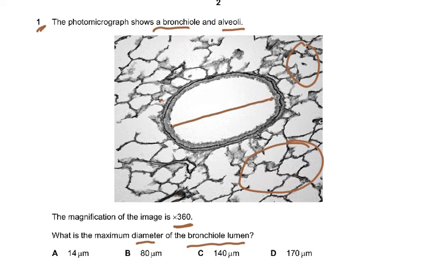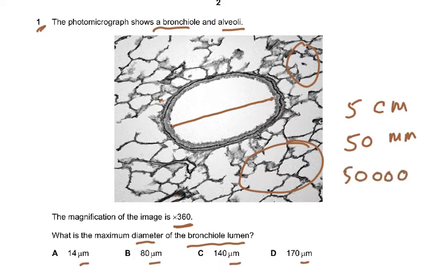You have to measure this with a ruler and then say this is, I think, about 5 centimeter. I'm not sure. And so this will be about 50 millimeter. Now 50 millimeter, what have you to convert it into? Because the answer here is all in micrometer. So this will equal 50,000 micrometer.